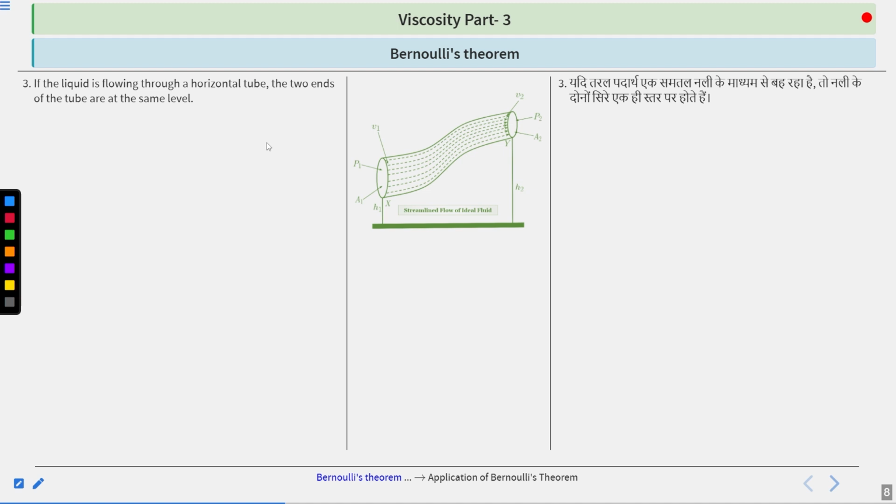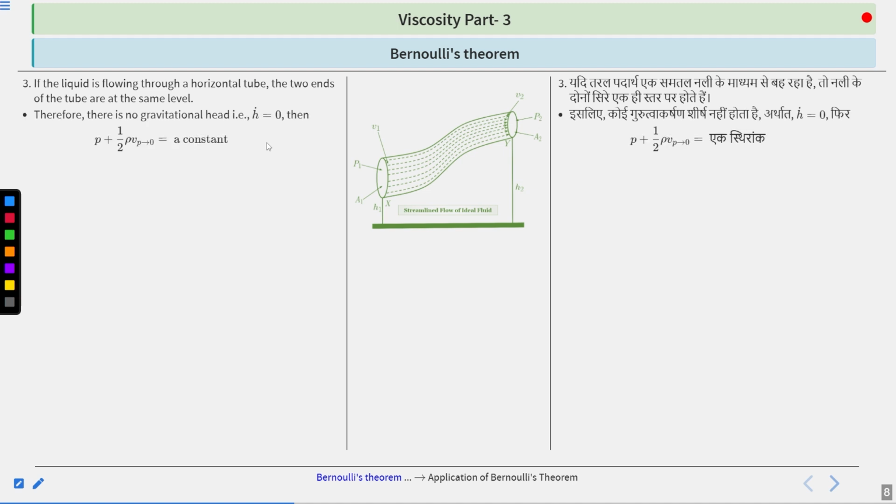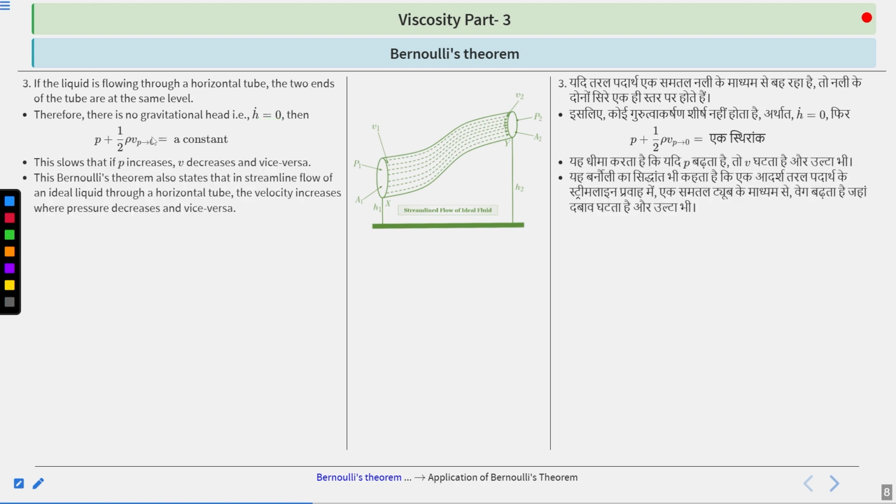If the liquid is flowing through a horizontal tube, two ends of the liquid are at the same level. Therefore, there is no gravitational head, so h equals 0. Then P plus half ρv square equals constant. This shows that if P increases, v decreases and vice versa. Like when the pressure increases, the velocity decreases, and when the pressure decreases, the velocity increases.